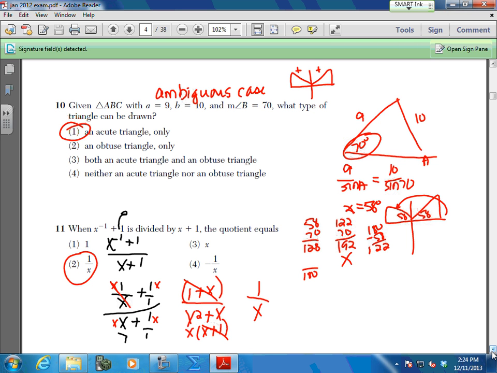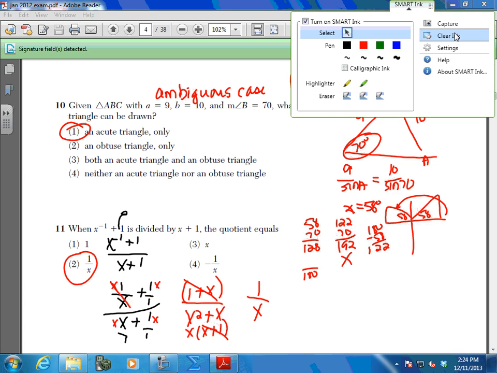When all else fails, you can pick a number for x, such as x is equal to 2, and plug it into that division, and then plug each one into the answer. That will help you out too.